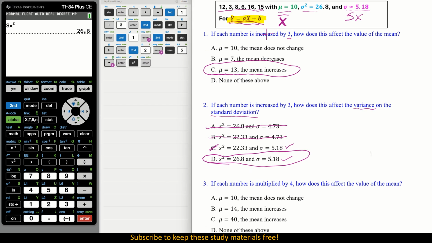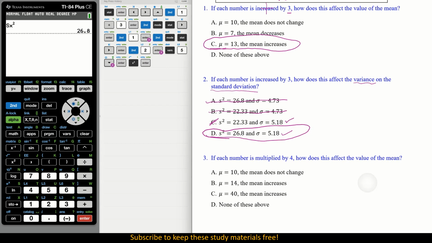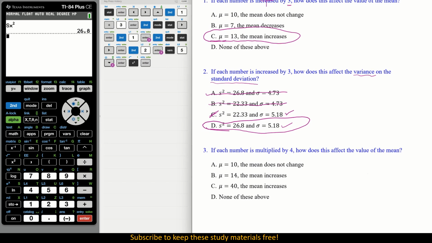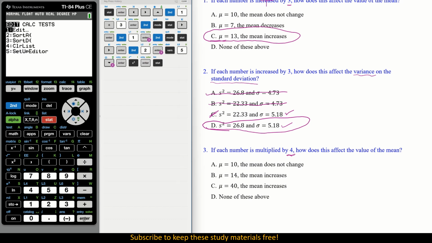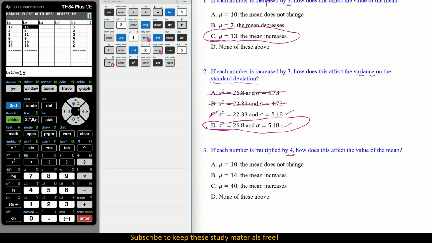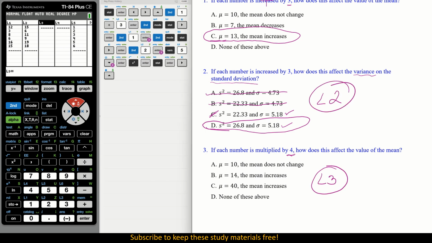Now we're going to go to number 3, and it says multiply by 4. So go to stat, push enter because we want to go back to our list. We're going to do the same thing by arrowing over and highlighting. Let's make a note: we are in L3, and these were in L2. So what are we going to do? Again, we're multiplying, not just adding.